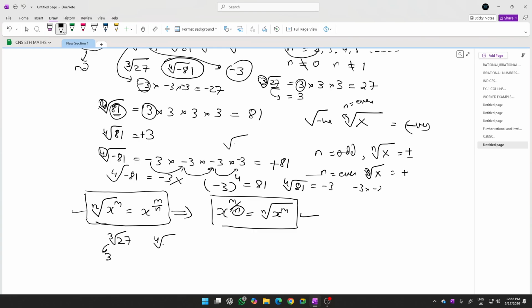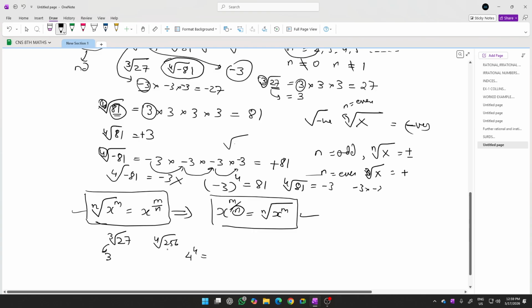4th root of say 64. So think of a number. You can think of a number as 4. 4 into 4 is 16. No, not 4. 4th root of 64 will not be possible. Suppose we write 4 raised to 4. 4th root of 256 is possible. 4th root of 256.